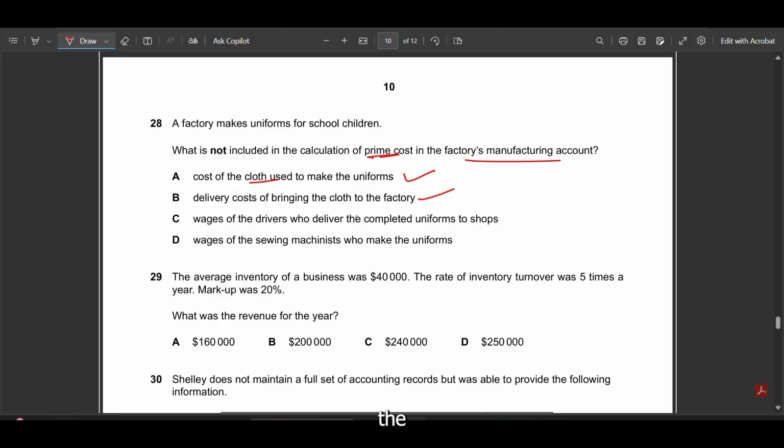Third one, wages of the driver who delivers the completed uniform to the shop. This is not included in your prime cost, because they are talking about finished goods. They are talking about carriage outward. So carriage outward is never recorded in a prime cost.